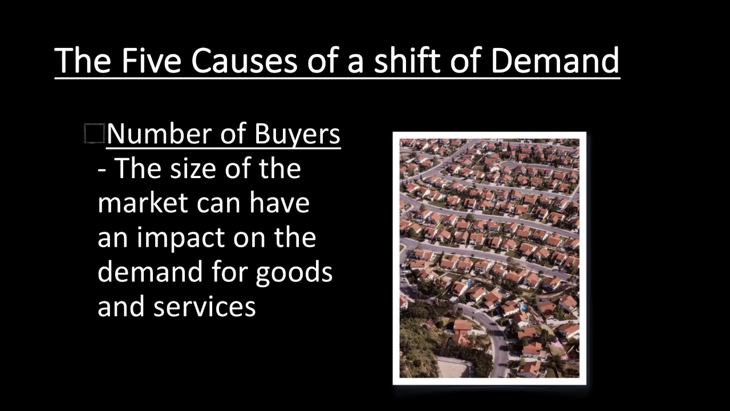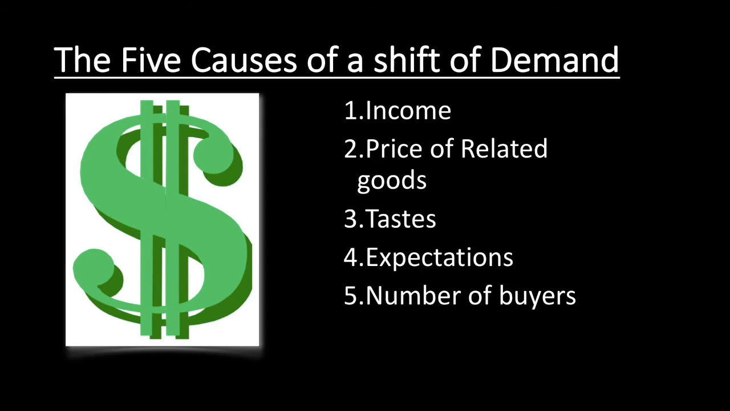The final factor that can shift demand is number of buyers. The overall size of the market could impact the demand for goods and services. So for example, as a city expands, demand for everything increases at every price level. When cities contract, let's say Detroit today, demand for all goods and services declines at every price level. So again, you can remember the 5 factors that shift demand with the acronym IP10: income of consumers, the price of related goods, tastes and preferences, expectations, and number of buyers.